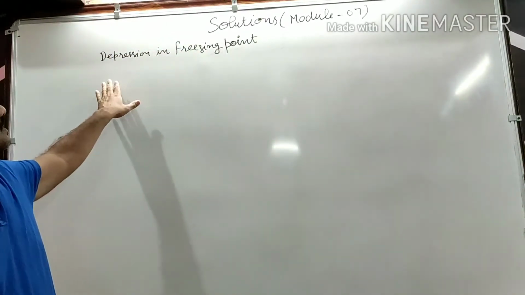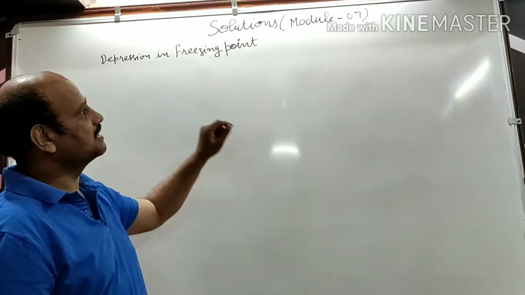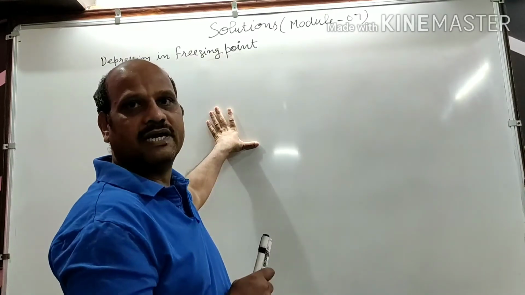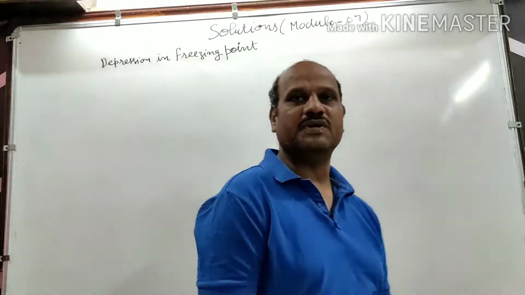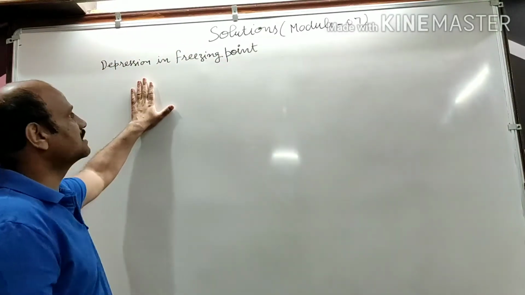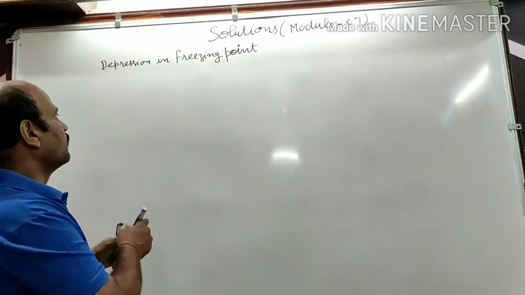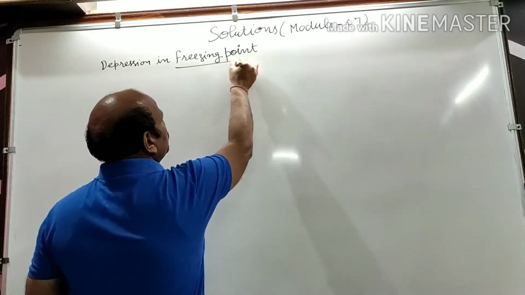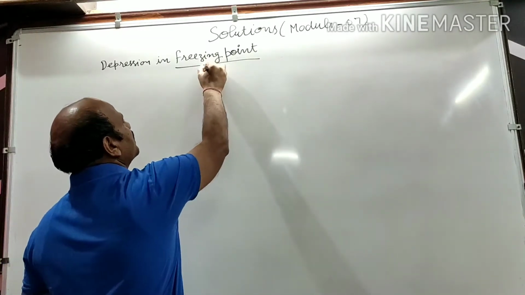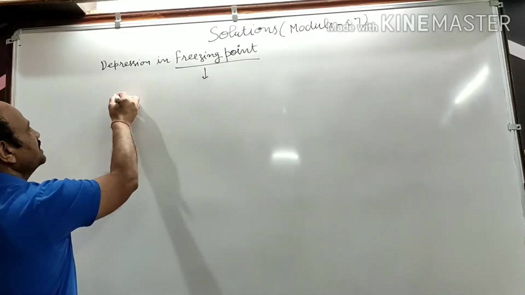Today we will discuss the topic, that is depression in freezing point. Students, in the sixth lecture I discussed the second colligative property, that was elevation in boiling point. Today I will discuss depression in freezing point. Before understanding depression in freezing point, we have to understand freezing point first. What is freezing point?